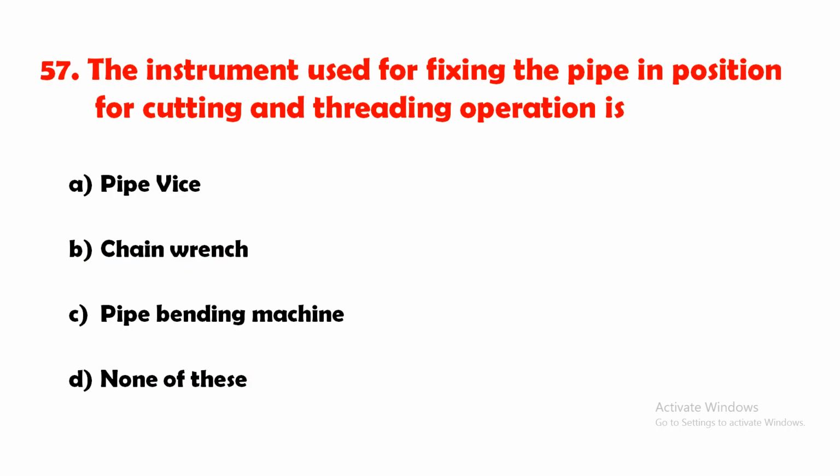The instrument used for fixing the pipe in position for cutting and threading operation is: pipe vise, chain wrench, pipe bending machine, none of these. The answer is, the instrument used for fixing the pipe in position for cutting and threading operation is known as a pipe vise.